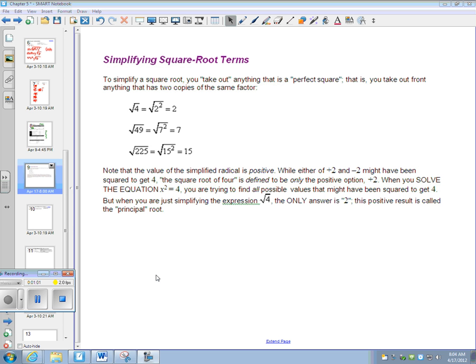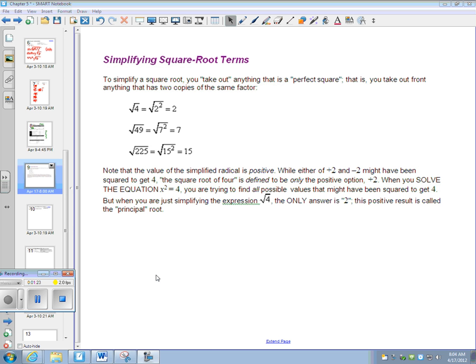However, when you solve the equation x squared equals 4, you're trying to find all possible values that might have been squared to get 4. But when you are simplifying the expression, the square root of 4, the only answer is 2. This positive result is called the principal root. So we're really only looking for the principal root here.